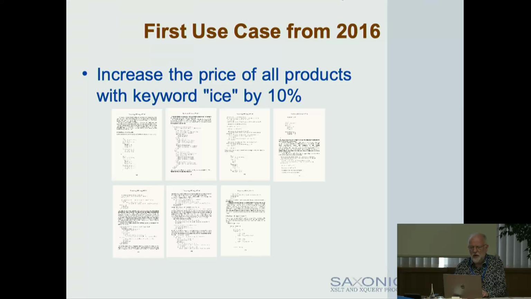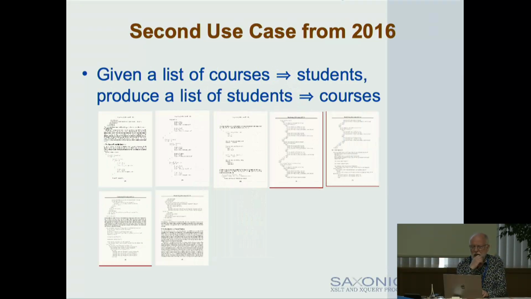The second use case that I tackled was, given a list of courses with the students on each course, how can we build a list that contains all the students with the courses that they attend? So that's a classic hierarchic inversion kind of query, a grouping query.